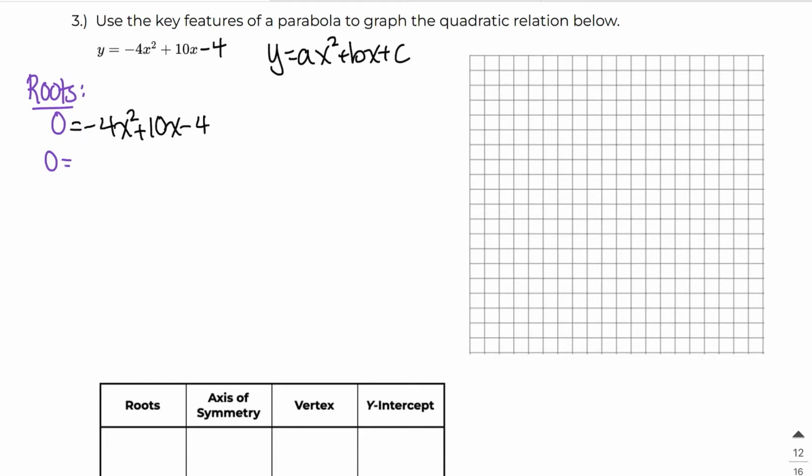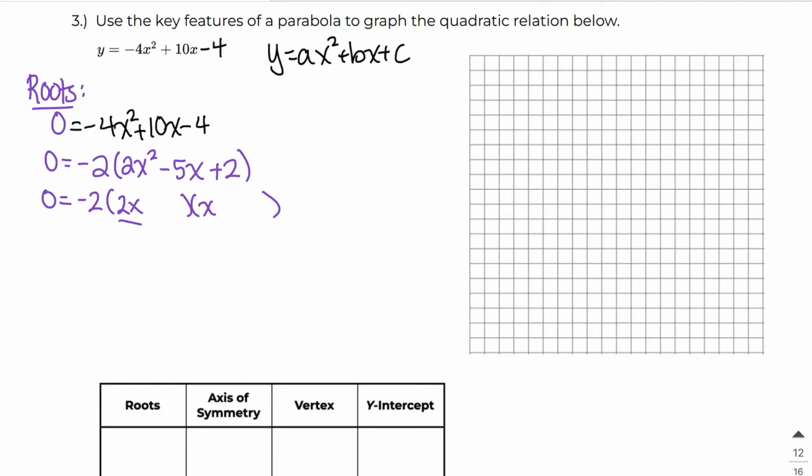And because the leading coefficient is negative, I'm going to factor out a negative 2. When I do that, negative 4x squared divided by negative 2 is positive 2x squared. 10x divided by negative 2 is negative 5x. And then negative 4 divided by negative 2 is positive 2. Then I'm going to try to see if I can factor this any further. I'm going to use guess and check just because it's quicker.